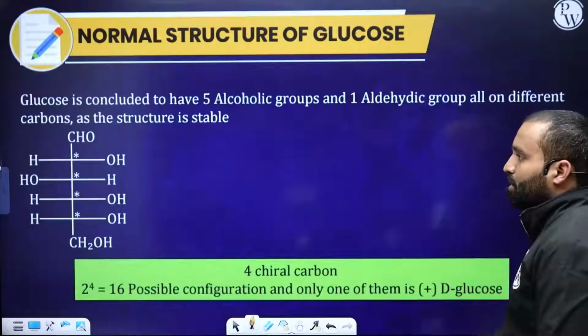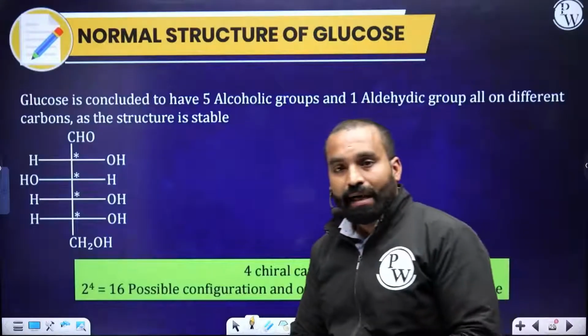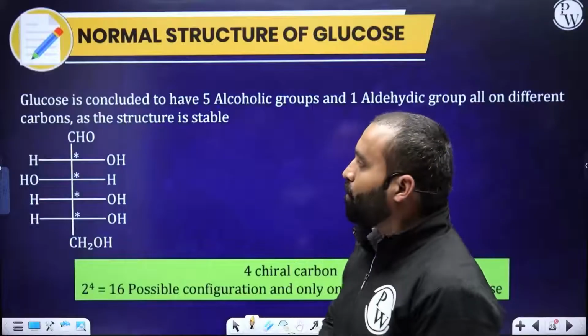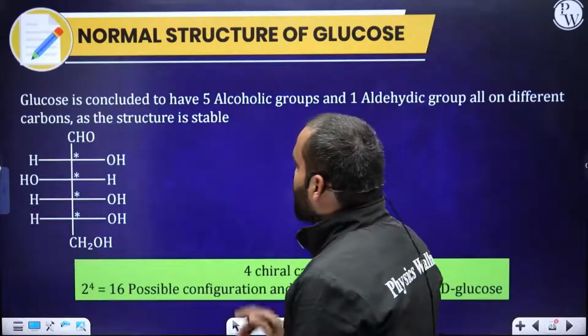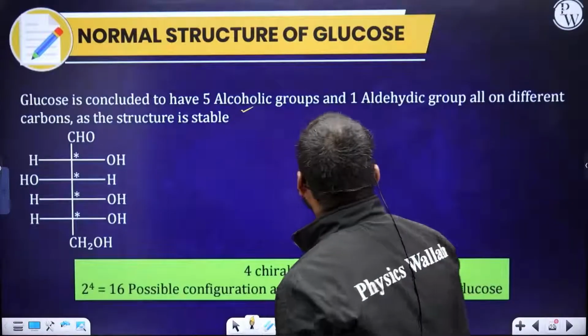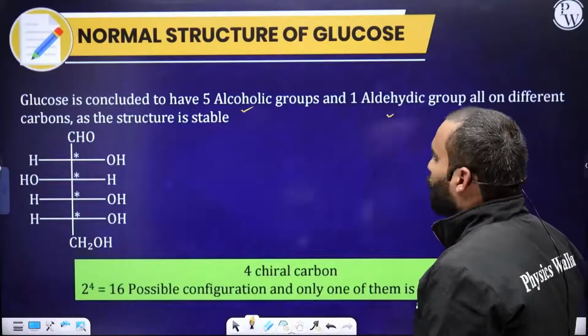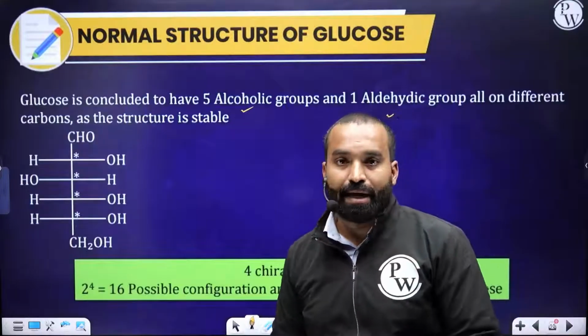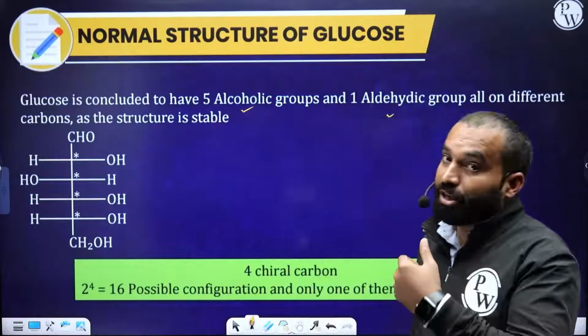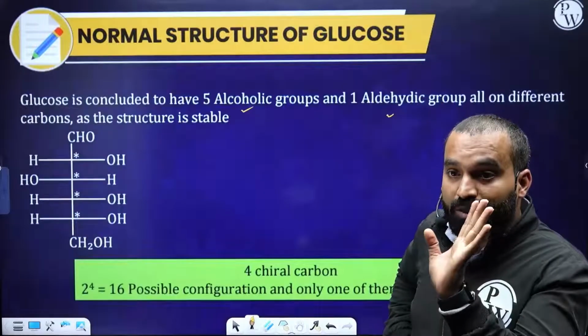So that is another question. How do we identify other alcoholic units present in glucose? So glucose is now concluded to have 5 alcoholic groups and 1 aldehydic group. All of them are now present at different carbon atoms. How do we actually know that? Because there are various stereoisomers possible for that.